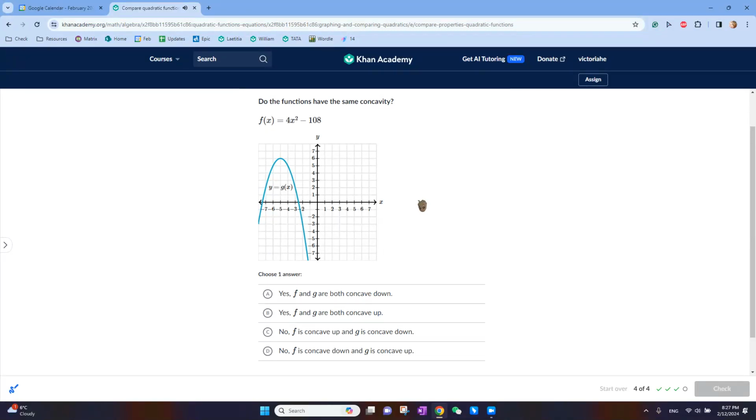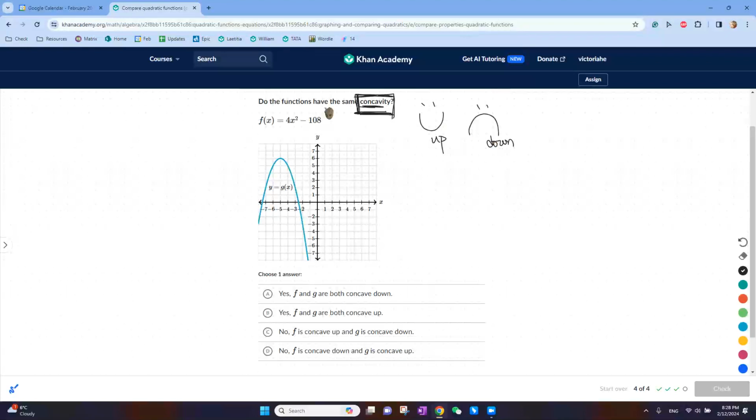Next one. This is the last one in this quiz. So, how do the functions have the same concavity? Now again, concavity, do you understand what concavity is? No. Okay, concavity, usually we call it either concave up or concave down. Concave means, is that a smiley face or a sad face? This is called concave up, this is called concave down. So that is called concavity or concave.